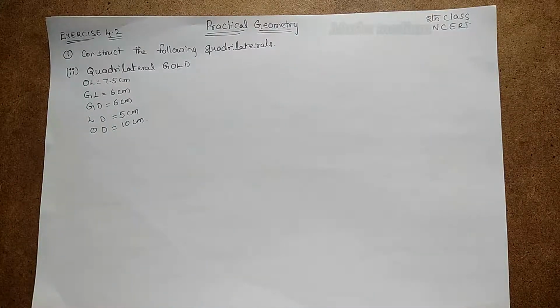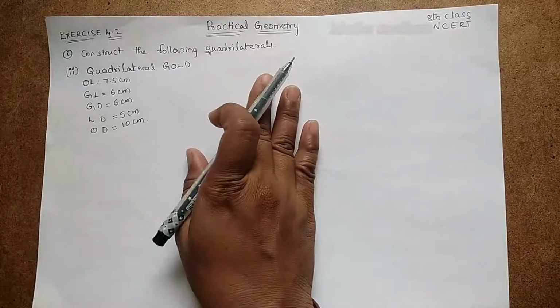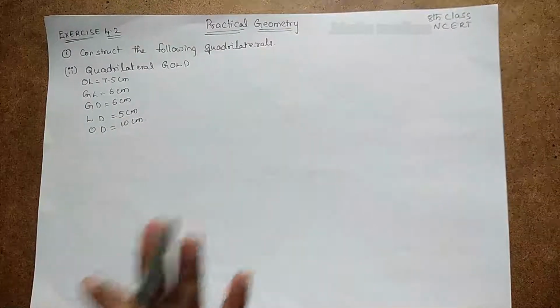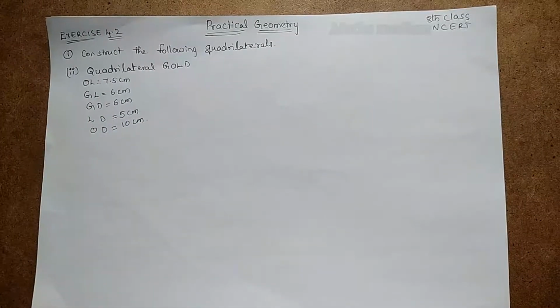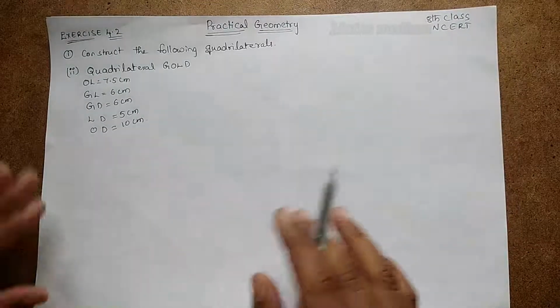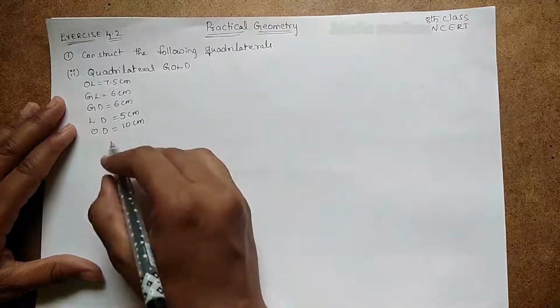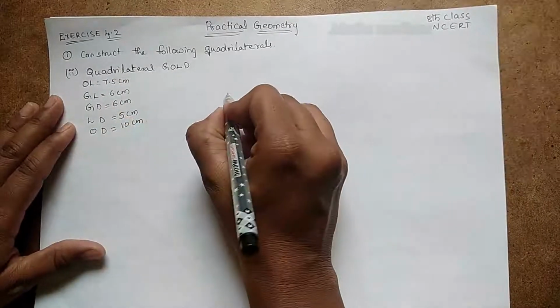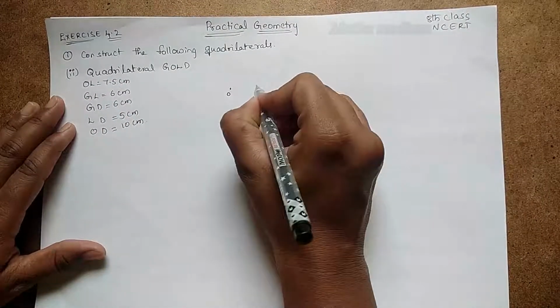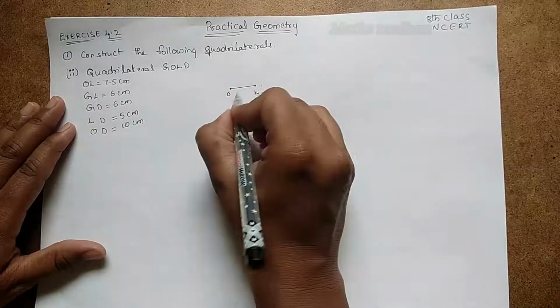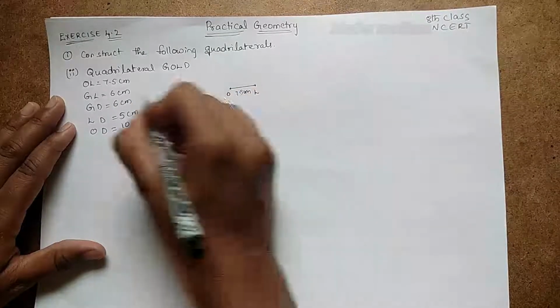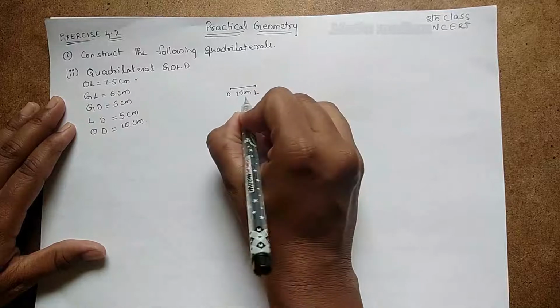Before going into the construction of a quadrilateral, we have to take a rough sketch here. Then we get a better understanding of the original sketch of the GOLD quadrilateral. Okay, let's start the rough sketch. Take any side. I am taking OL as a side. This is OL as 7.5 centimeters. This is step 1.